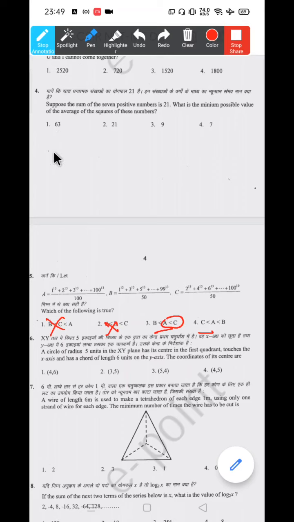Let us find C minus A. What will be C minus A? Okay, so what is your C? C is (2 raised to 13 plus 4 raised to 13 up to 100 raised to 13) upon 50, and minus here, (1 raised to 13, 2 raised to 13 up to 100 raised to 13) upon 100.